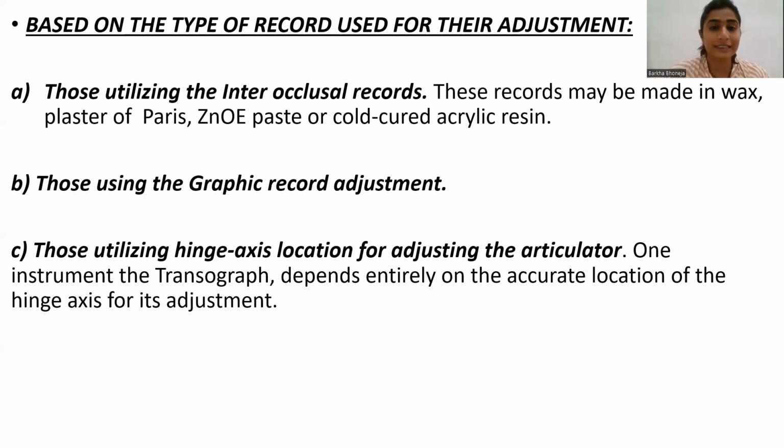Okay, so the articulators are divided according to the type of record we are taking. The interocclusal record, the graphic record. The graphic record is used in the kinematic phase where graphically we see where the center of the condyle is located. And there are those utilizing hinge axis location for adjusting the articulator. That is, if you're using an arbitrary face bow, which has an ear piece type or fascia type, when you locate the hinge axis of the condyle and you adjust the articulator according to the hinge axis, those articulators are called those utilizing hinge axis location.